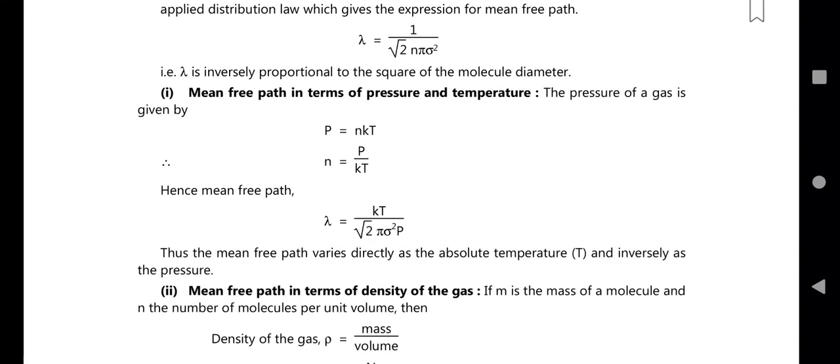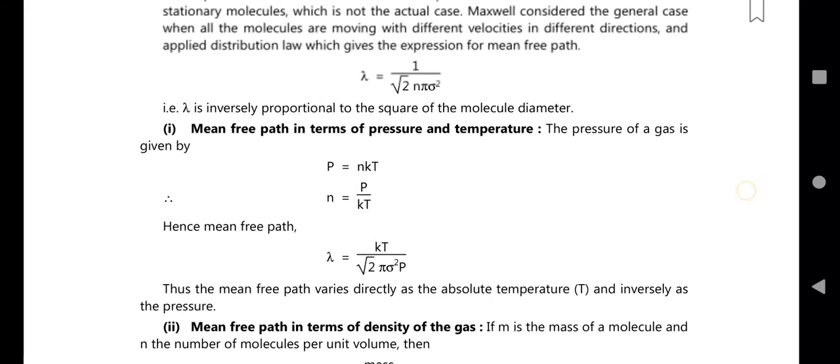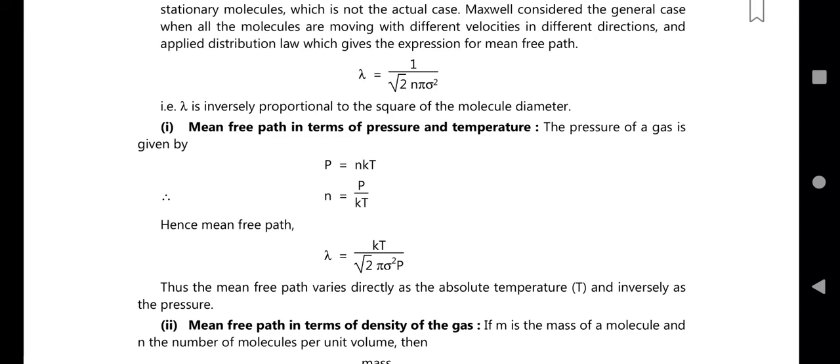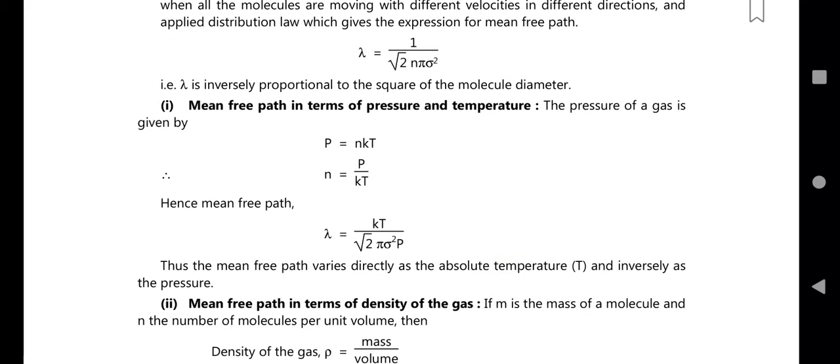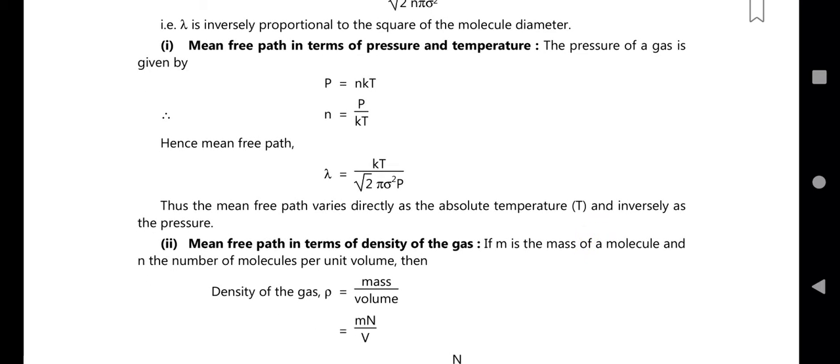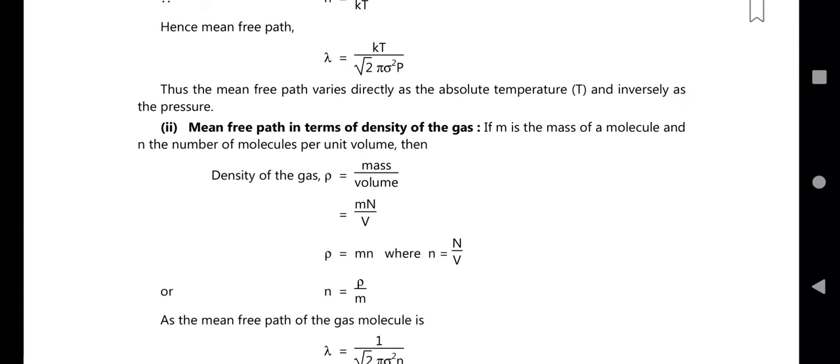Now mean free path in terms of pressure and temperature. We know that the pressure of the gas is given by P equal to nKT, where K is the Boltzmann constant and T is the absolute temperature. Therefore n equal to P upon KT. Hence, putting this value into the above equation, we get the mean free path lambda equal to KT upon under root of 2 pi sigma square P. Thus the mean free path varies directly as the absolute temperature and inversely as the pressure. From this equation we can say that mean free path is directly proportional to the absolute temperature and inversely proportional to the pressure.